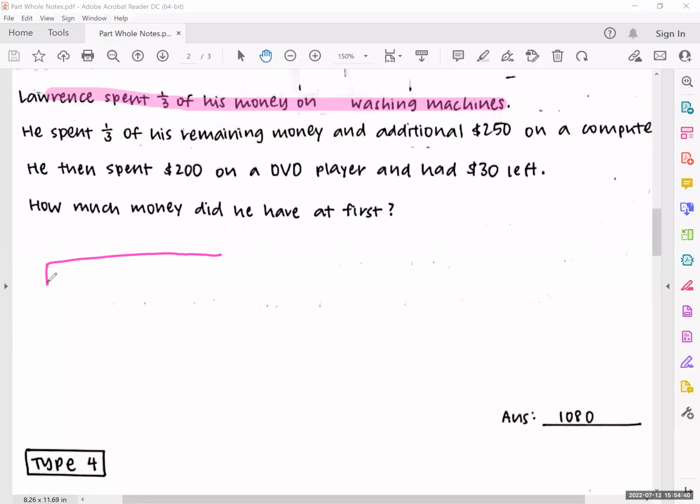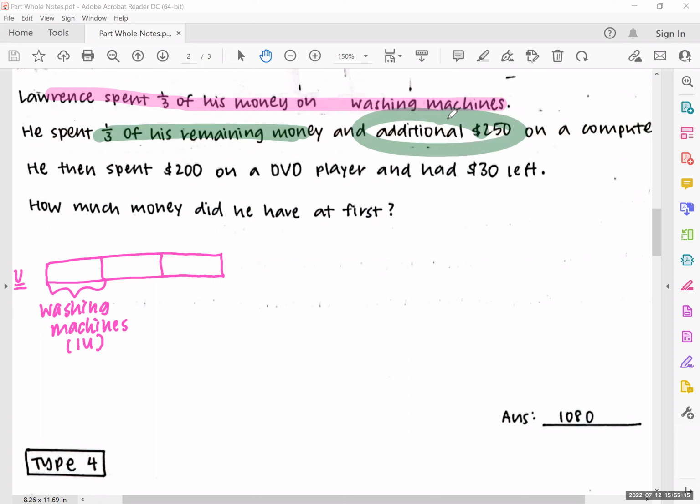So 1/3 means I cut it into 1, 2, 3. And I say that 1/3 of it is on washing machines. Okay, so I still call it 1 unit first, right? So here I just write units to remind myself. These are all in units. Then I continue reading. How do I know it's part whole? Because I not only spend my remaining, I also have an additional top up. Can you see that? So it's a little bit different from your repeated identity.